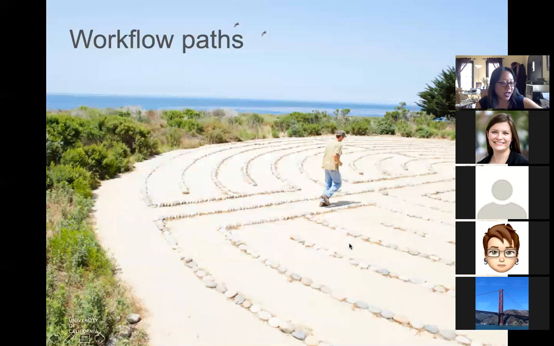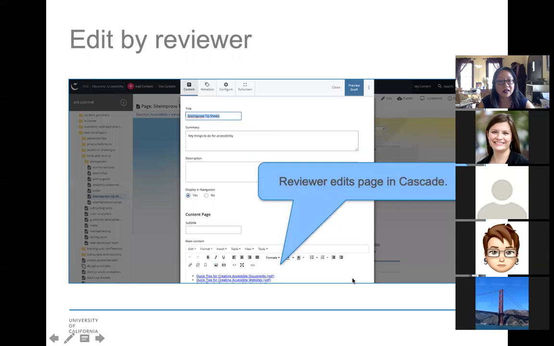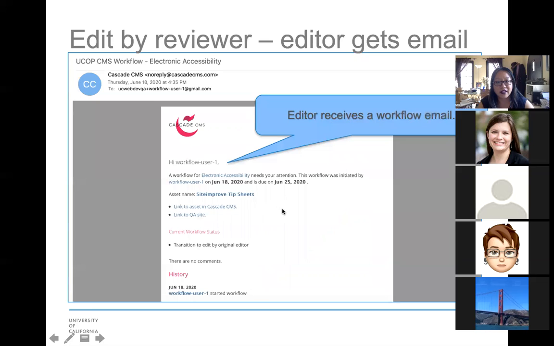So for workflow paths, these are the things that might happen after you submit your page for review. If everything is good, the reviewer will publish to the live site, and you'll receive an email that the workflow is completed. If it's something the reviewer will change for you, they'll do an edit by reviewer. They'll look at the page and edit it in Cascade.